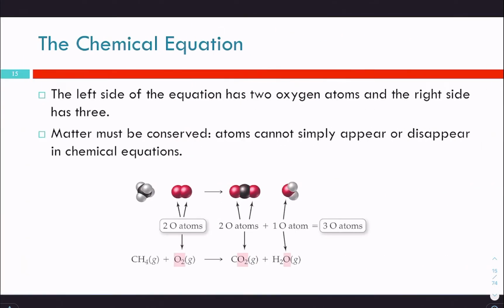So as I was mentioning, we're never going to lose atoms as a part of a chemical reaction. We're never going to gain extra atoms as a part of a reaction. So in this one, we have 2 oxygen atoms on the left side. So if our reaction is down here, and then we have 2 oxygen atoms and 1 oxygen atom on the right side. Right, so a total of 3 oxygen atoms. So this chemical reaction needs to be balanced so that we have the same number on the left and the right.